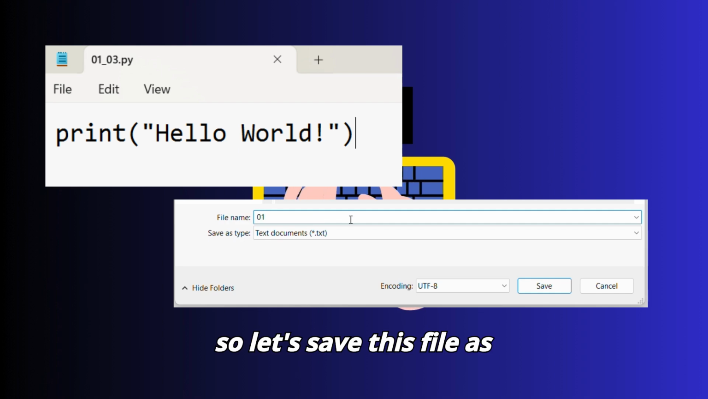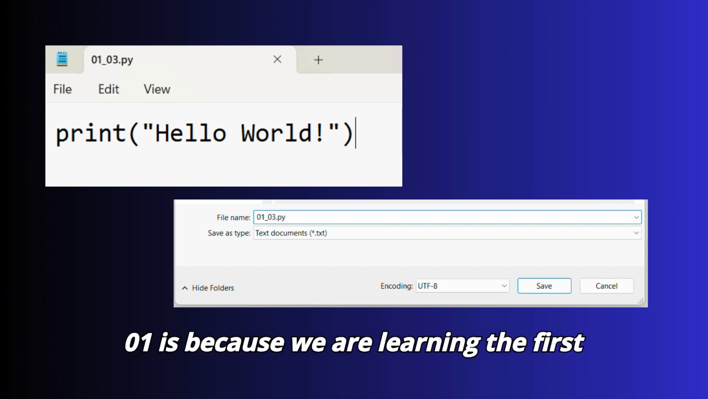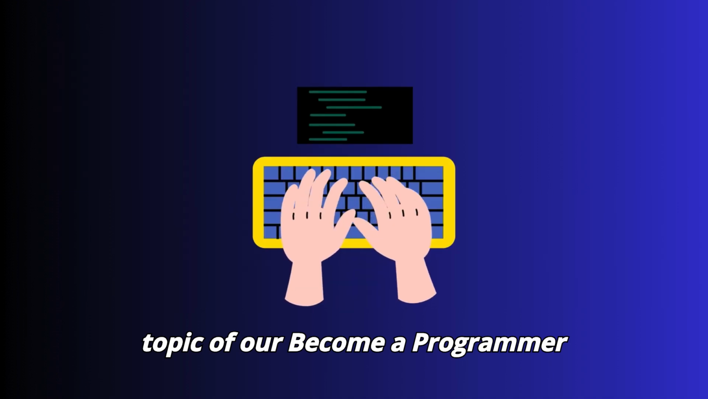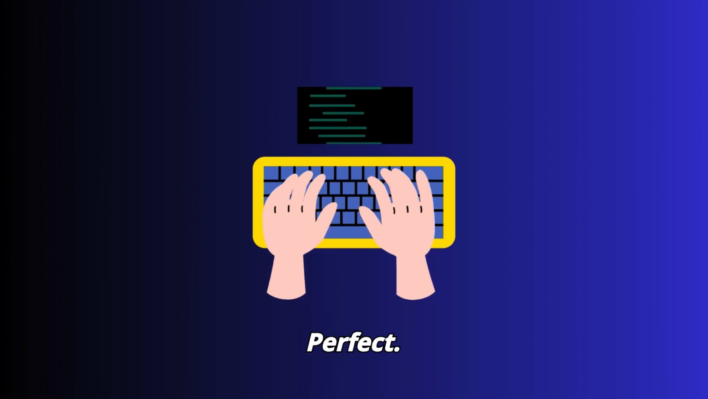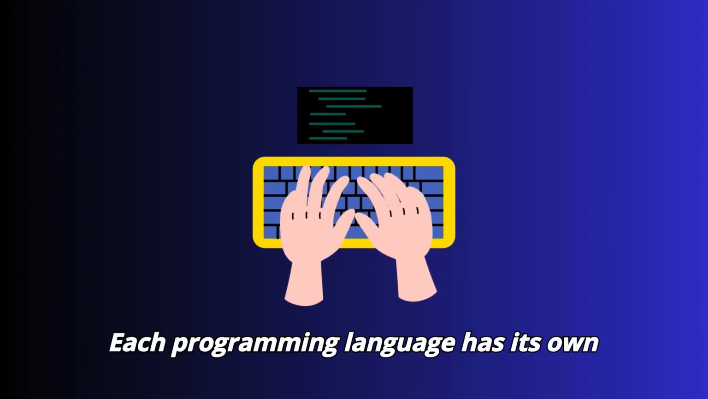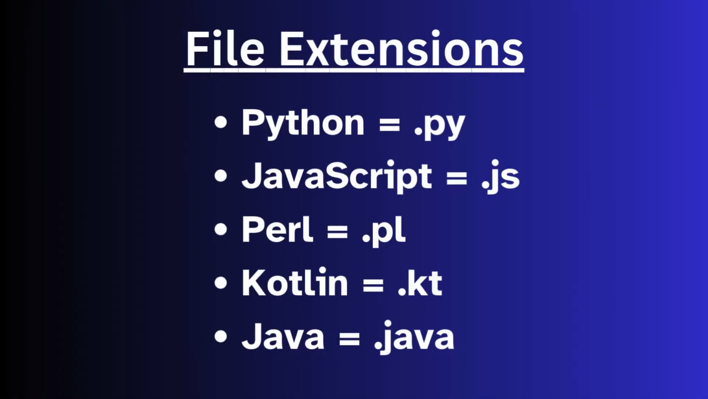So let's save this file as 01_03.py. 01 is because we are learning the first topic of our Become a Programmer course 2025. This is Lesson 3. Perfect. Each programming language has its own file extensions. For JavaScript, it's .js, Perl, .pl, whereas a language like Kotlin uses .kt and Java uses .java as extension.